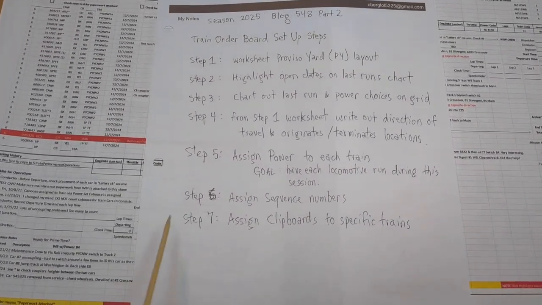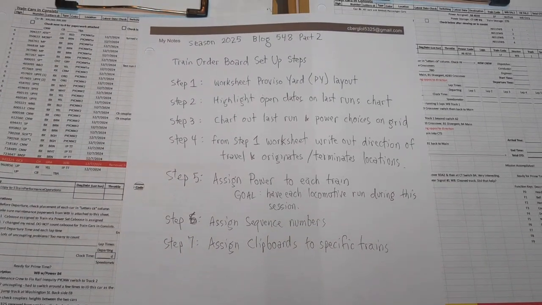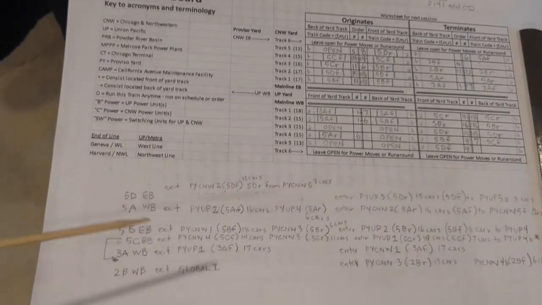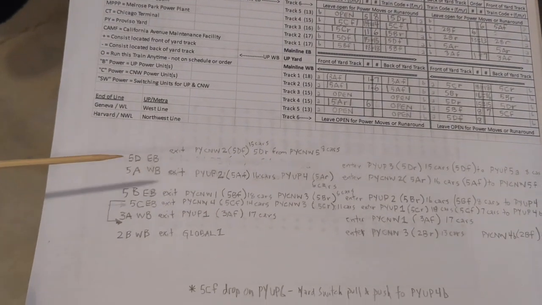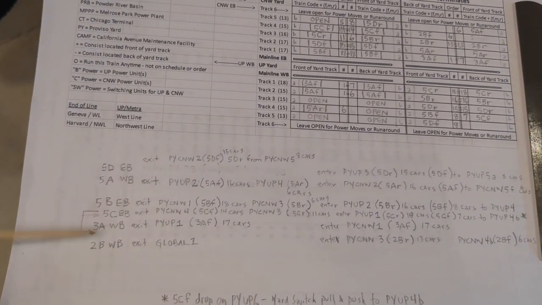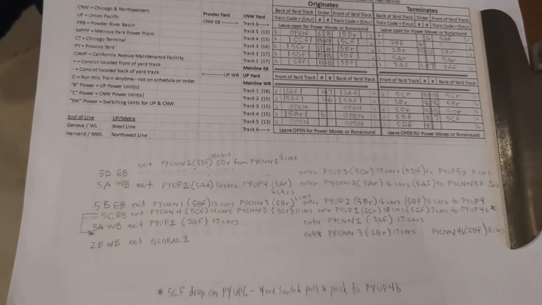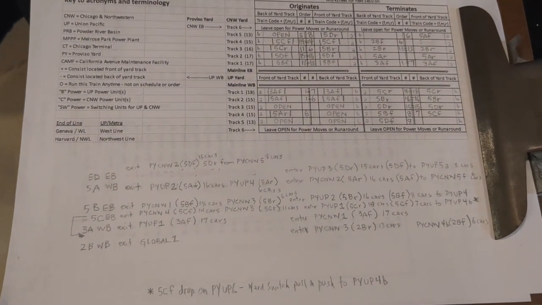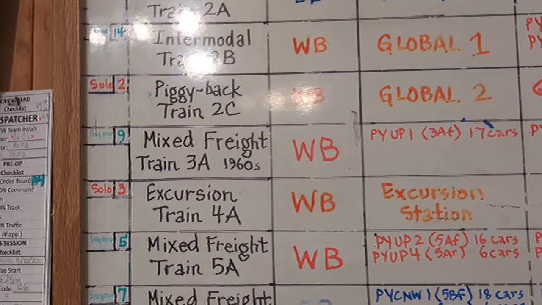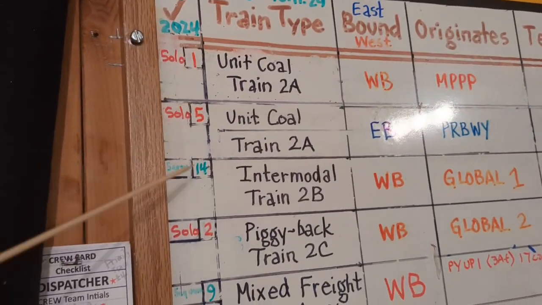And then step 6, assign sequence numbers. So back to the train order board. These trains here have to be in this sequence from the Proviso yard. So now I'll incorporate those into the commuter sequence. Now let's check that out. All right, the sequence numbers go right here.